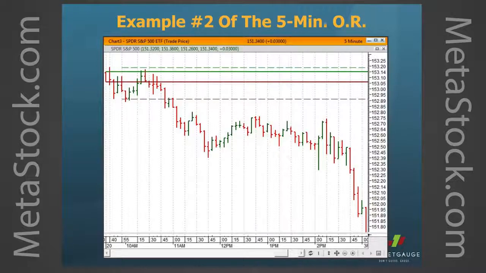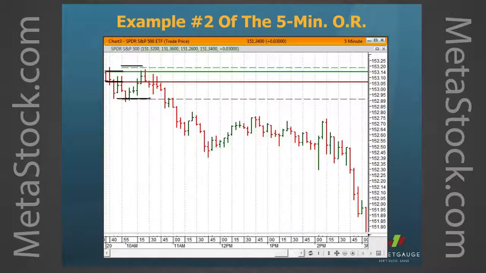Remember, I said in the beginning of this, I wanted something to be simple and effective. So the 5-minute and the 30-minute are not always the same numbers. They were in my last example, but here's an example where you've got the 5-minute opening range in the solid lines and the 30-minute opening range in the dotted lines. Just a little tidbit: the 5-minute is often a significant level, even if it is within the 30-minute.